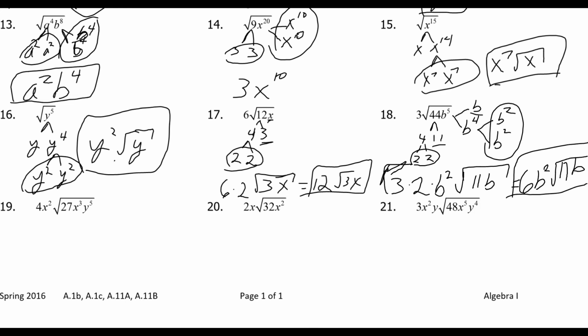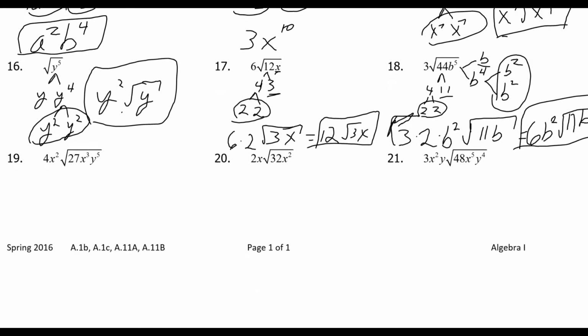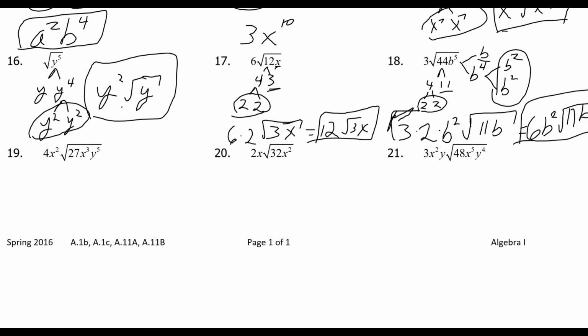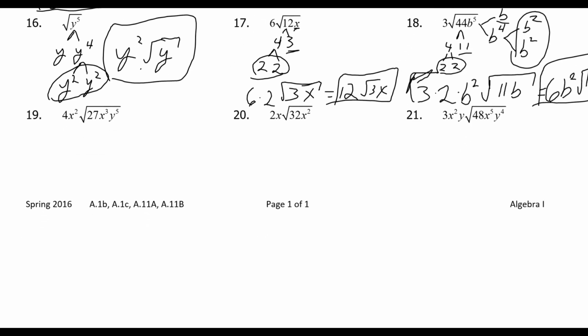Alright, so next thing, number 19. What do we need to do first? Well, what I like to do is go ahead and write out this little piece right here, 4x squared. I know that's going to be down there. Now I need to break apart 27. So 27 broken apart, that's 3 and 9, and 3 and 3. There's that, and there's that.